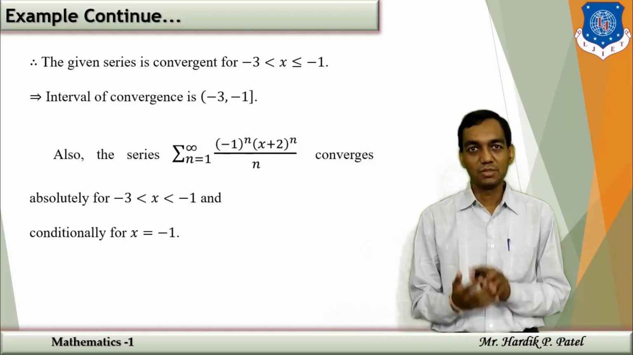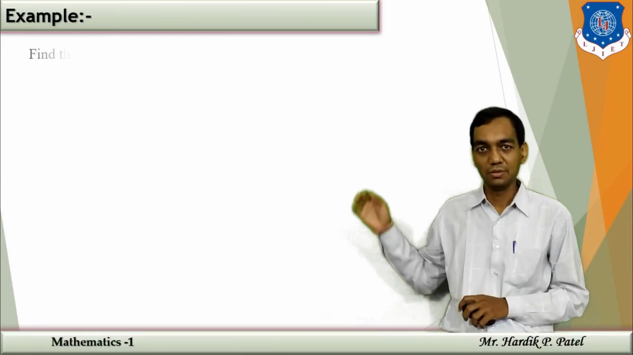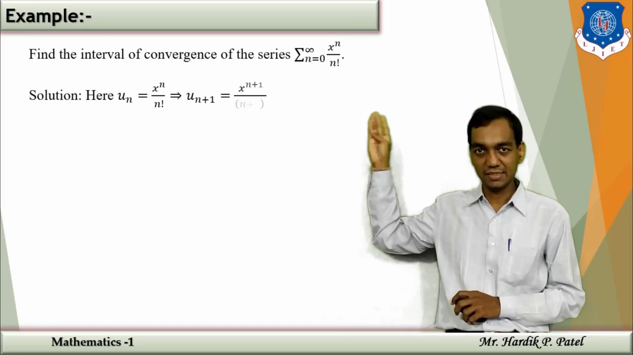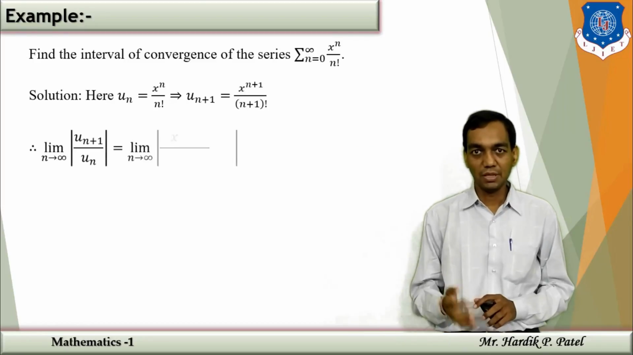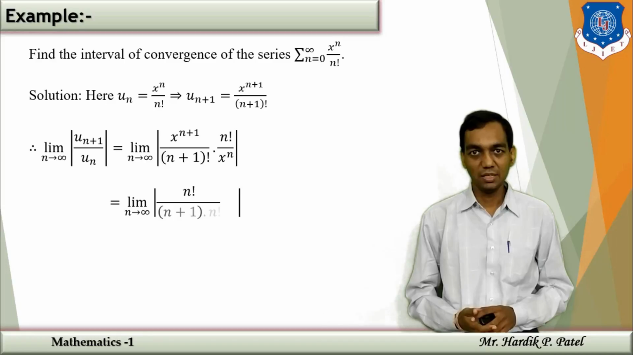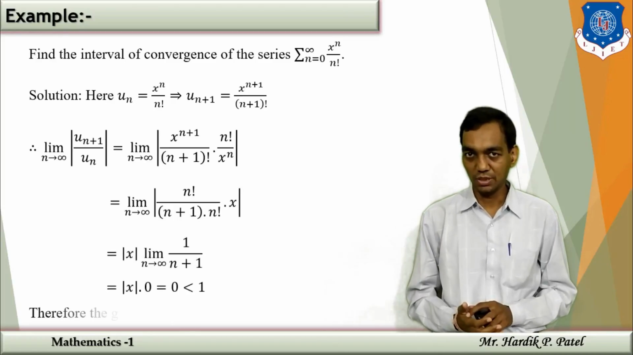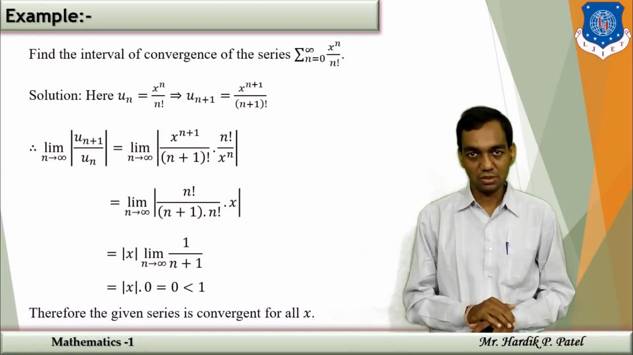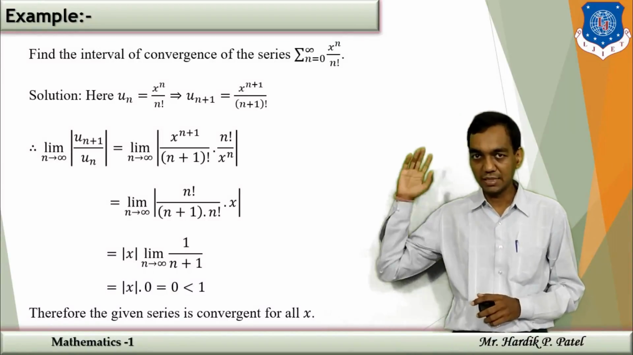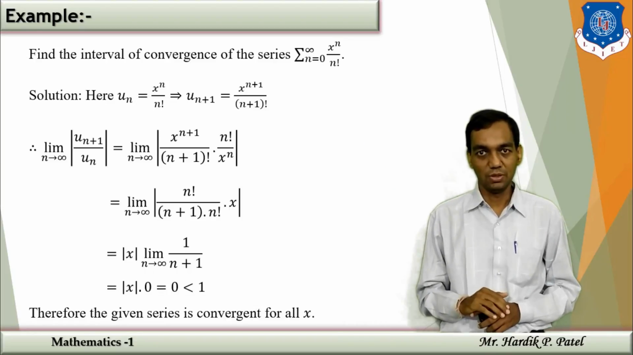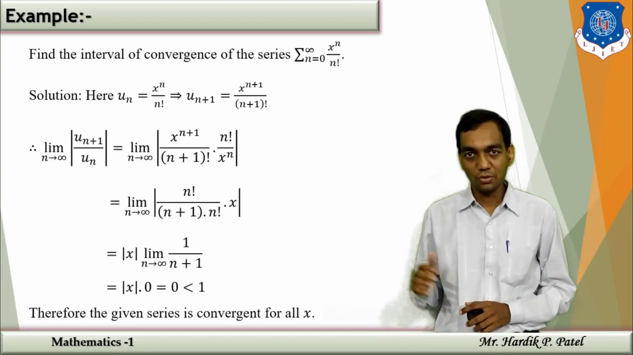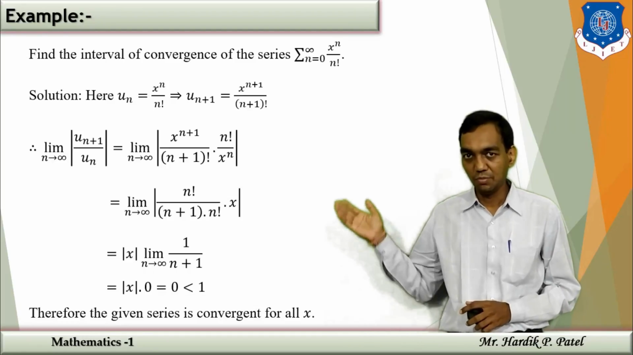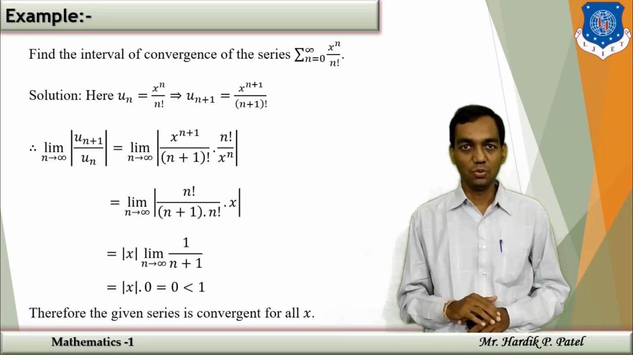Now at last we are going to start with an example. Find the interval of convergence of sigma x^n upon n factorial. Now see, here un is x^n upon n factorial, and since a factorial is there, we are going to use the ratio test. So un+1 will be x^(n+1) upon (n+1) factorial. Now we are going to apply the ratio test, so we find the limit as n tends to infinity of mod of un+1 upon un.